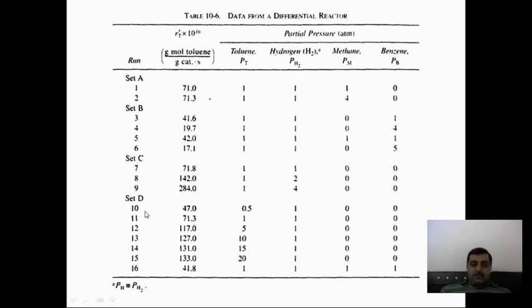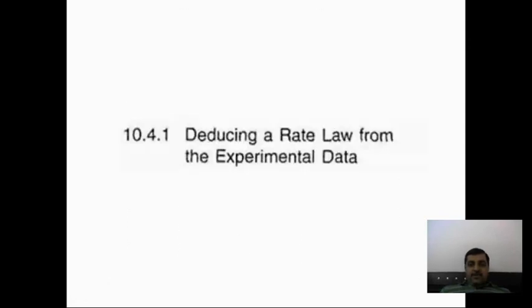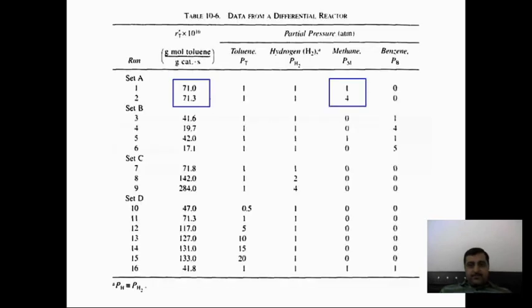And if you go on the bottom, sets 10 to 15, you see that toluene pressure is changed. There are only 2 runs, 5 and 16, where all the 4 components are present and are being checked for the changes. So as a part of our study, the very first thing is we have to deduce a rate law which is consistent with the experimental data.